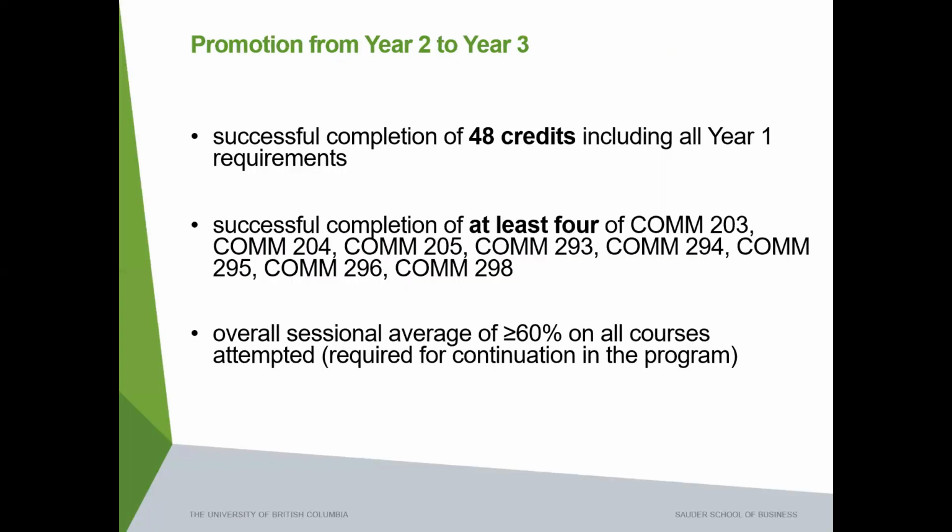Something else to be aware of is promotion. You need to be promotable to year 3 for the start of 2021 winter in order to be able to choose your option. And just a quick review of what those promotion requirements are. You need to successfully complete 48 credits in total, including all year 1 requirements. You need to also complete at least 4 of these 2nd year level required courses. And of course, the prereqs, you would want to make sure you have those done for the specific option that you want to choose. And then, of course, the final thing is you need to have an overall sessional average of at least 60% or higher on all your courses attempted in order to continue in the BCom program.